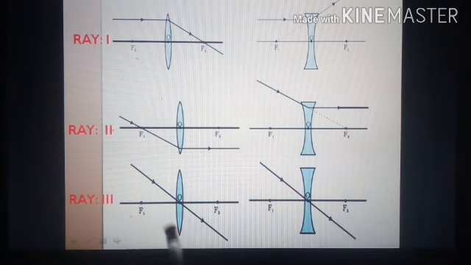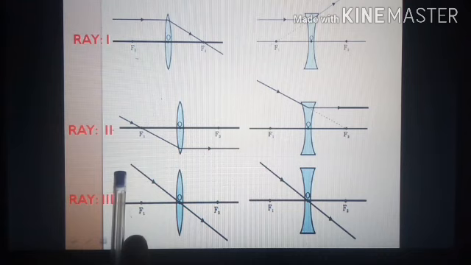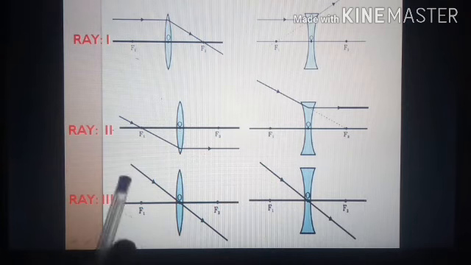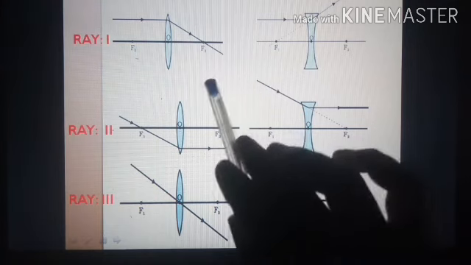The third ray is any oblique ray, that is, a ray that passes through the optical center. Oblique means it may be in any direction, at any angle formed with the lens. The important thing is it should pass through the optical center. The ray passes through the optical center, and without deviation it will emerge out. It is similar in the concave lens also. So for convex and concave, the ray passing through the optical center emerges without deviation. These are the three rays, three rules, taken to find the image formation.